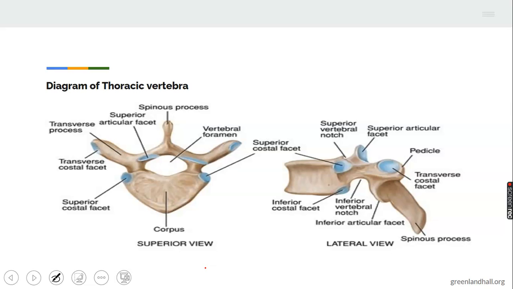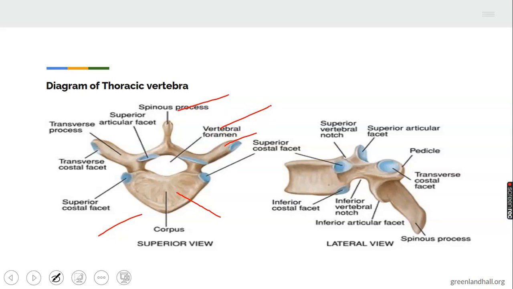That is the diagram of our thoracic vertebrae. You can see different views, the lateral view and the superior view, that is the front view. The first one here is showing us the superior view. We can see the prominent neural spine here, and the transverse process here. This is the centrum. This is the neural canal.